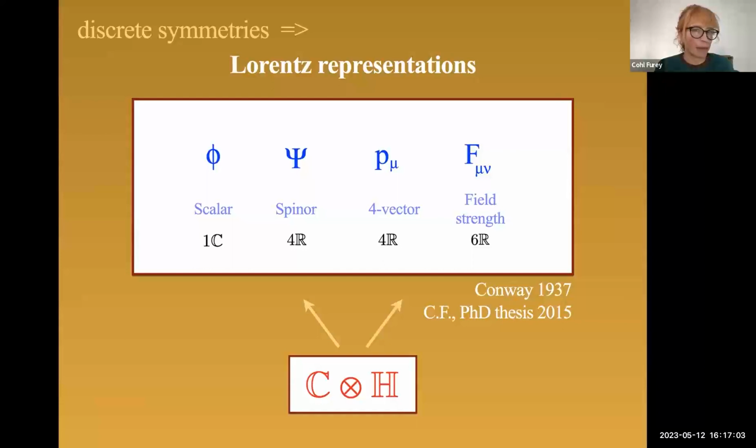And finally, this bigger picture will lead us to an idea that might help us address the following question. That is, if all we have is this algebra, these algebraic graphs, then how are things like field strength tensors and spinors supposed to pop out or emerge? So let's talk about this last point first. If all we have is an algebra, then how are things like field strength tensors and spinors supposed to pop out?